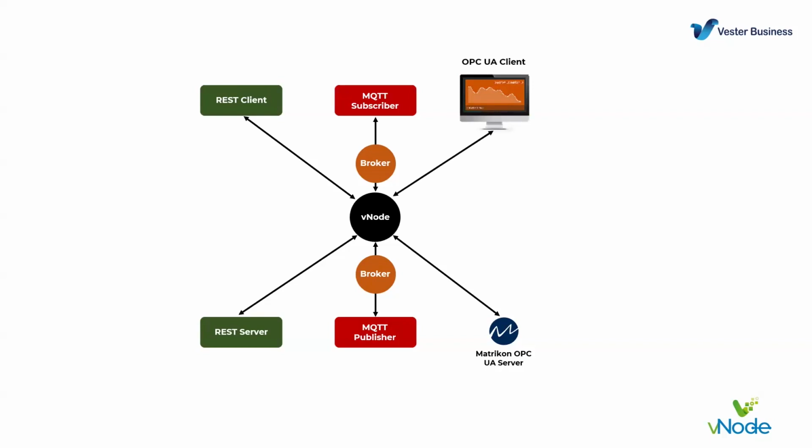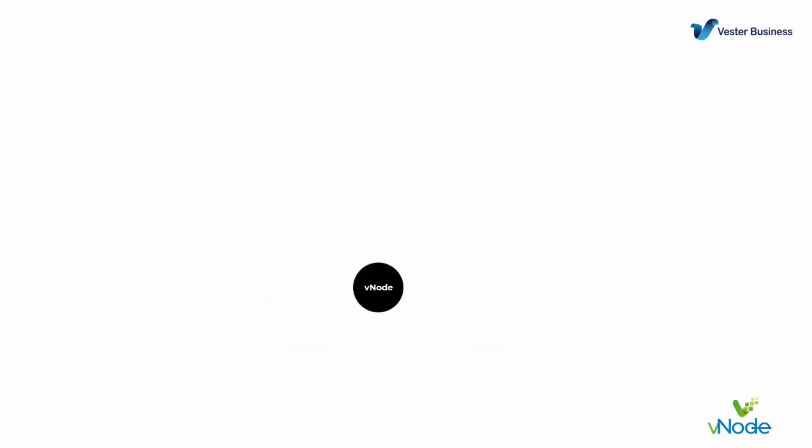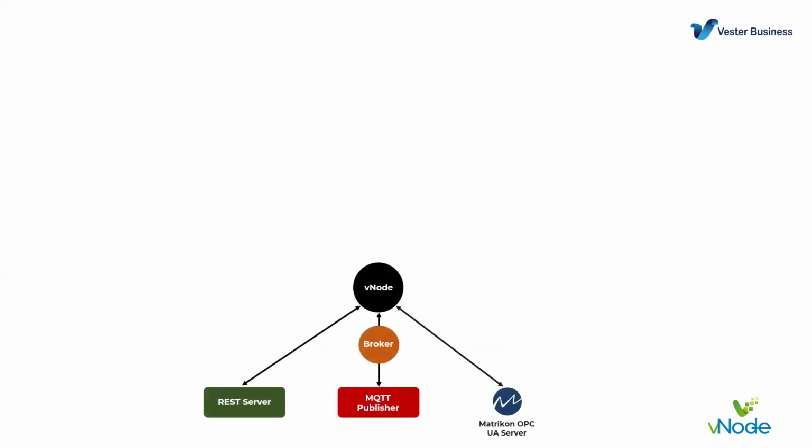So we said, okay, how to show all this? We don't have much time. We need to do this demo quickly. So we said, okay, let's do this. We are going to simulate vNode collecting data from multiple different data sources, going through a firewall with no open incoming ports, moving data from OT to IT.